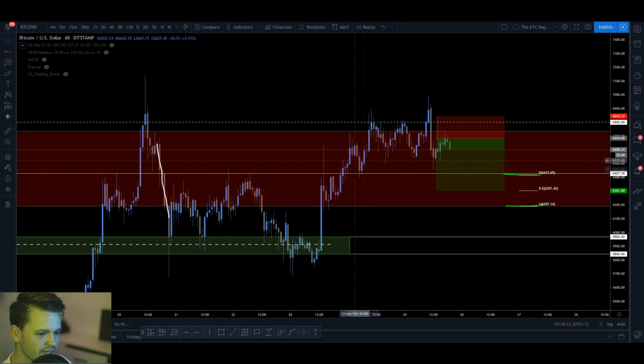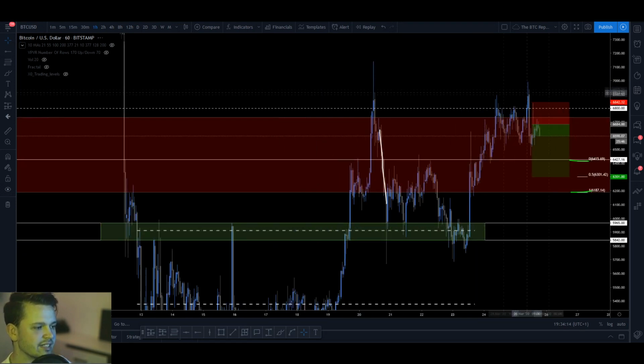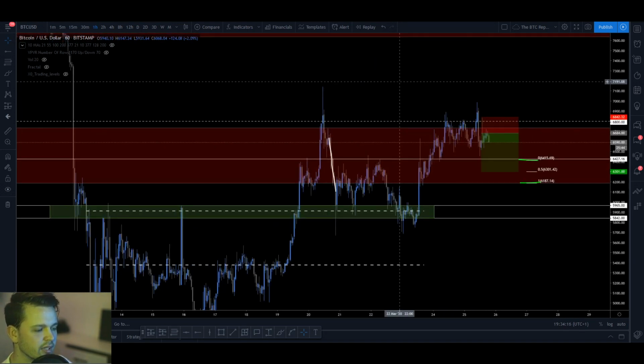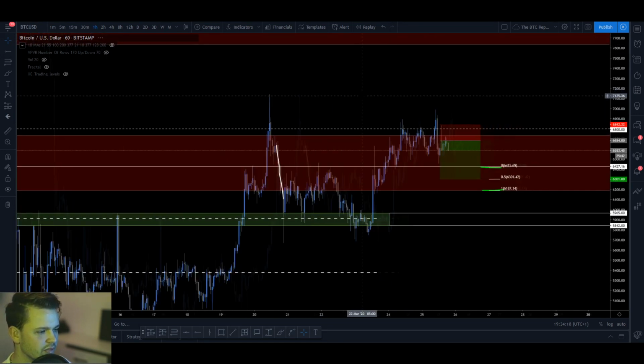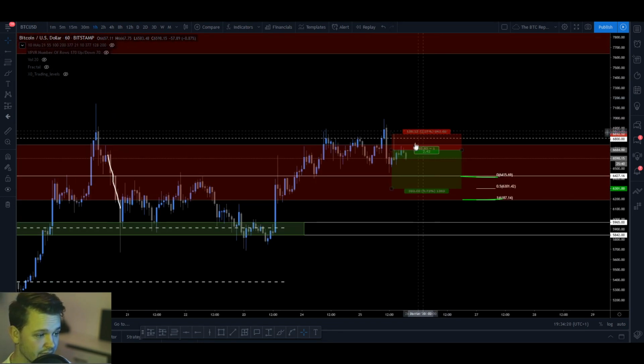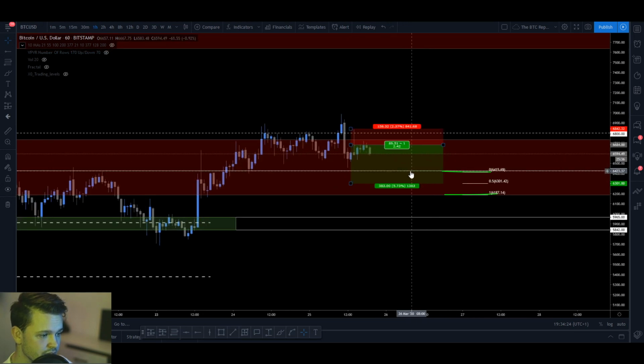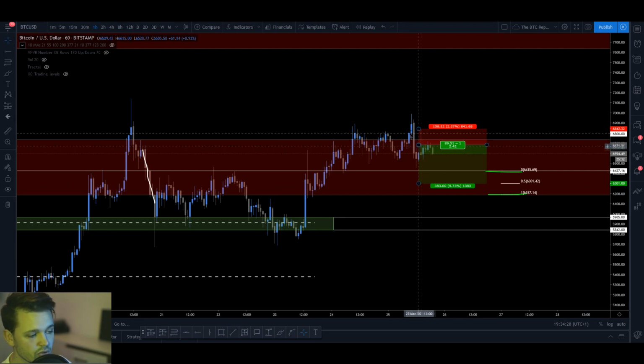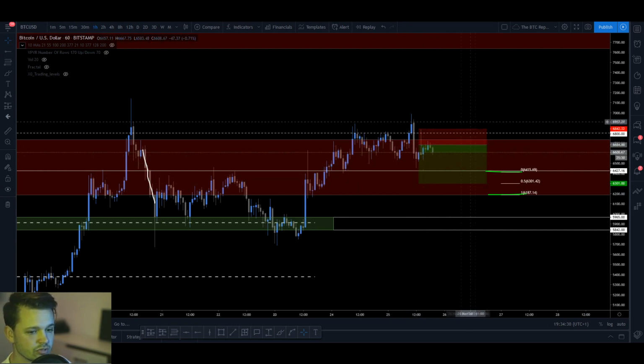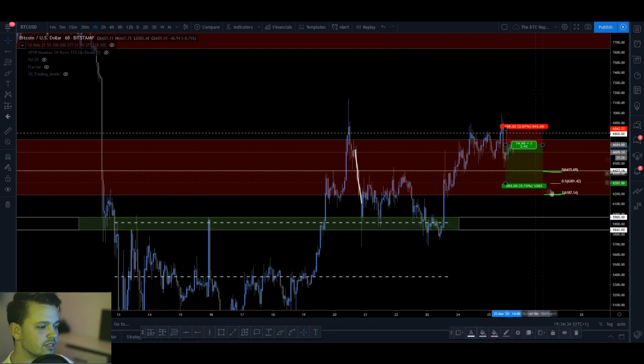By adding stuff like this, you get more organized, you can remember where the levels are, and you get more systematic. And yeah, this short is turning out pretty nicely. So what I would do in your case is take partial profits here, take some profits down here, and or trail your stop down. All right, so that's that.